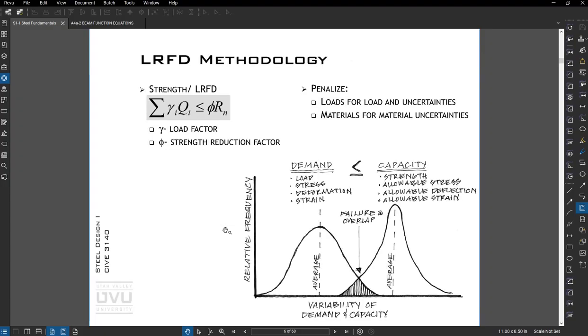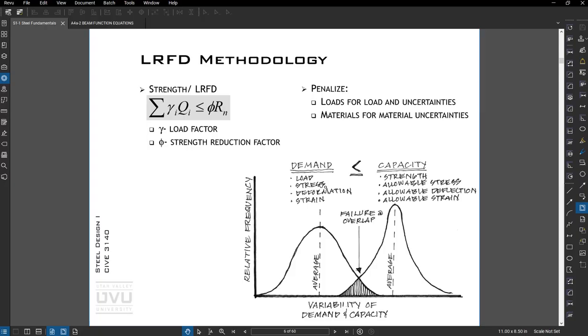Okay, so we're going to use LRFD. Sometimes it's called strength. LRFD stands for load and resistance factor design. The basic premise of any design method is we have loads or demand and we have capacity. And from a statistical point of view, we want to keep those far enough apart that we don't have failure on a regular basis. Based on the reality of life, there's always overlap between the loads and the strength, but we want to keep that very, very low.